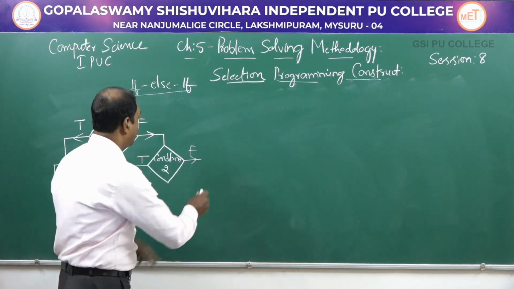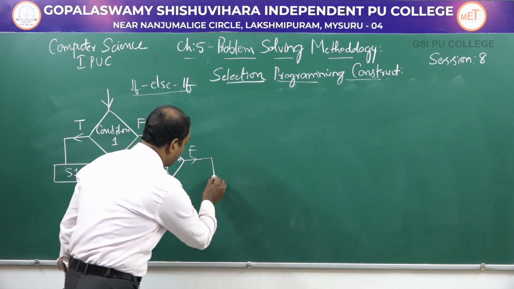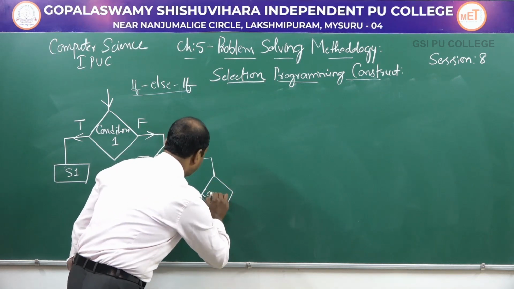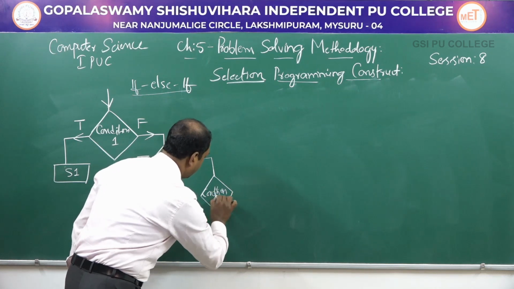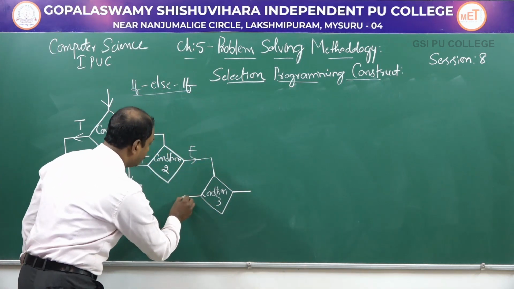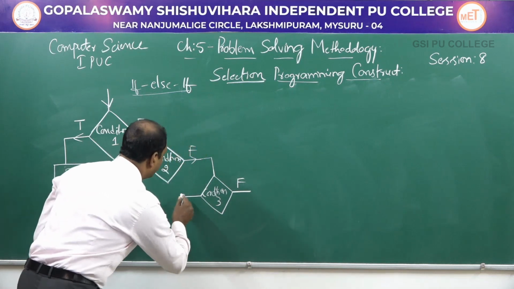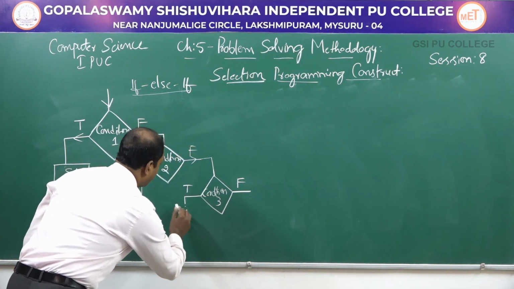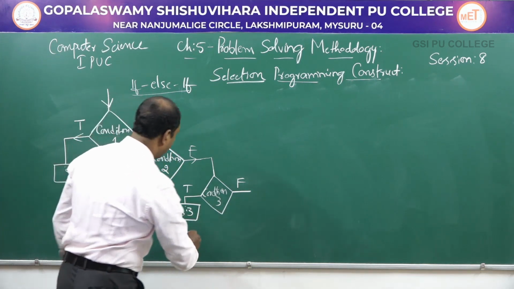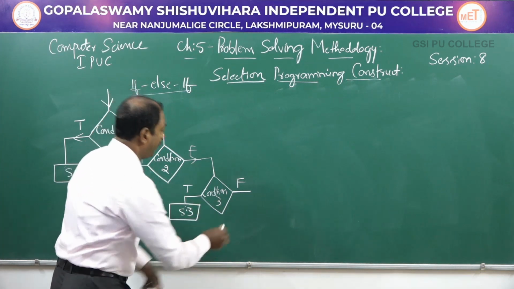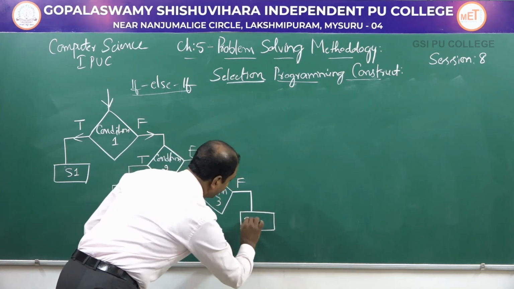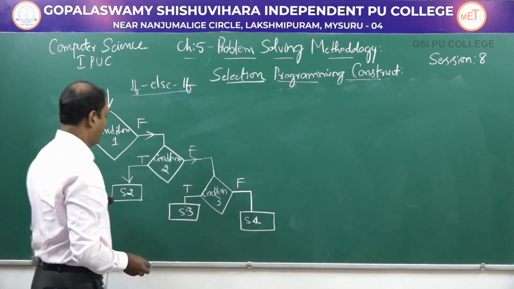If the condition fails, it has to check one more condition, that is condition 3. Again it has true or false. If it is true, it executes statement 3 and comes out of it. If that condition fails, it executes statement 4 and comes out of the if else if.